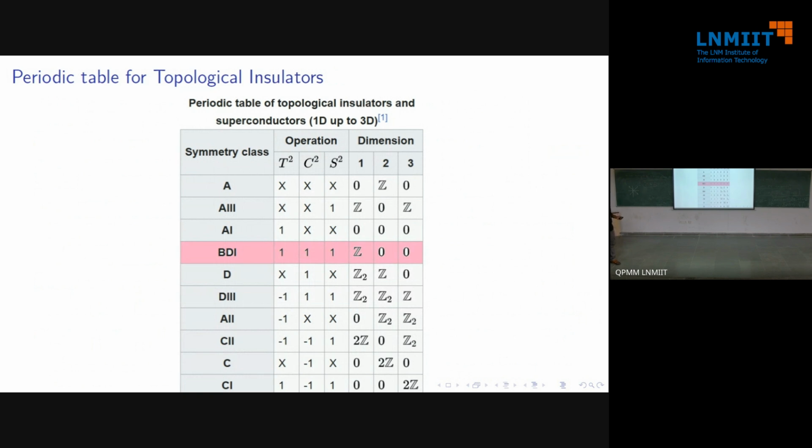But what happens is, because of time reversal and inversion symmetry, the Berry curvature becomes an odd function, so when you try to integrate it over the Brillouin zone, it gives you 0. So it failed to capture the topological properties of the system.